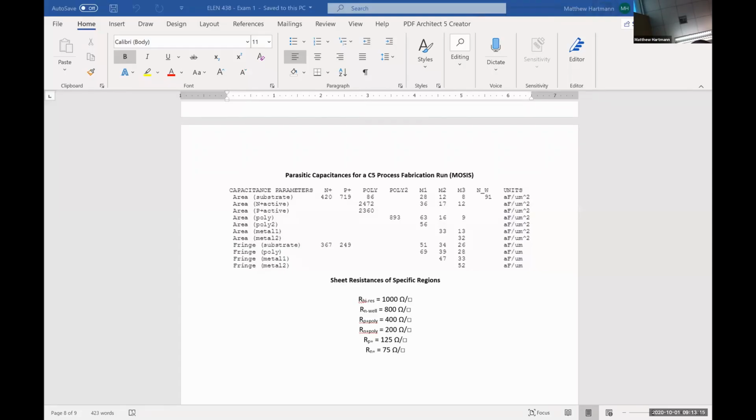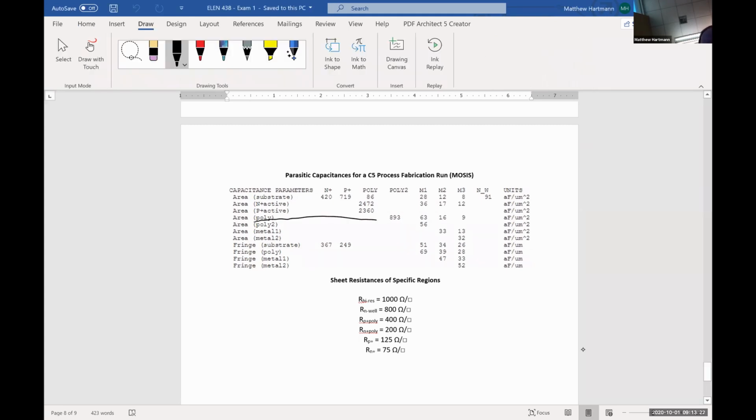So we're looking for poly to substrate. Actually, yeah, poly to substrate is going to be this one right here, which is 86. This is from a fabrication run. This 893 right here is the poly 2 to poly 1 from this particular fabrication run. So we could use that value if we wanted to for our other area. I guess that'd make things more accurate, but this will be okay.